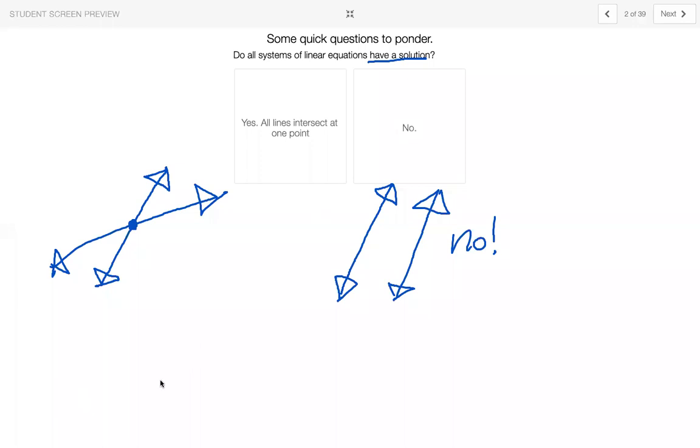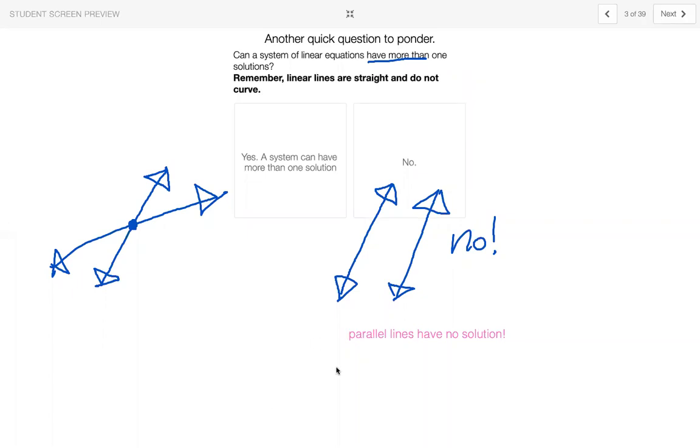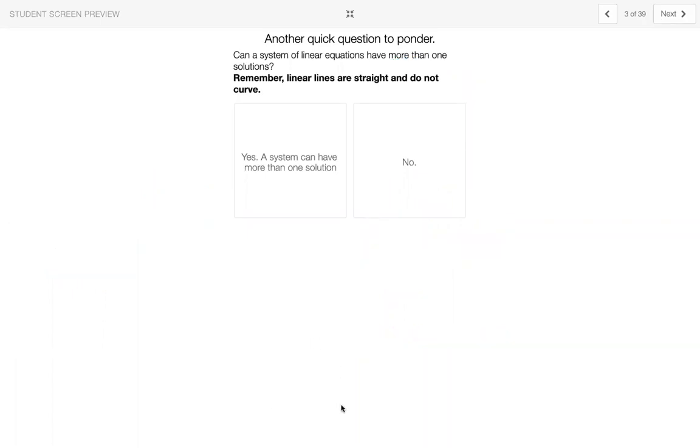So we are able to say a few things now. We're able to say that parallel lines have no solution. So if we wanted to answer this, do all systems of linear equations have a solution? We'd say no. Take this to the next one. Can a system of linear equations have more than one solution?